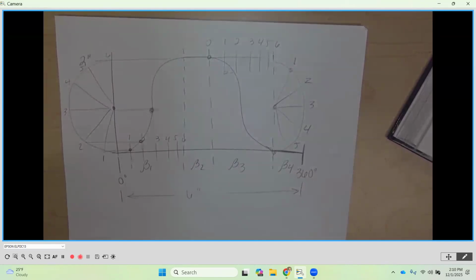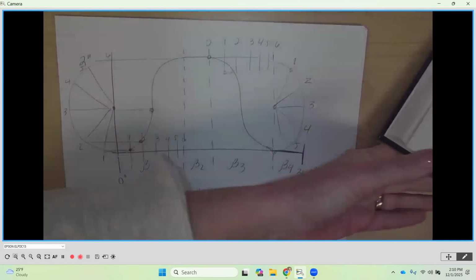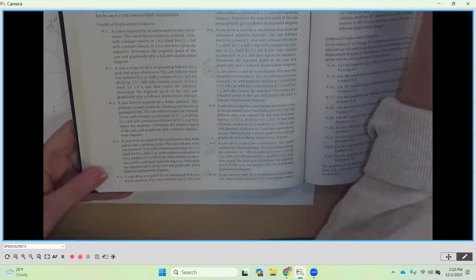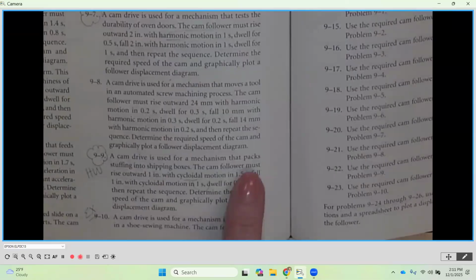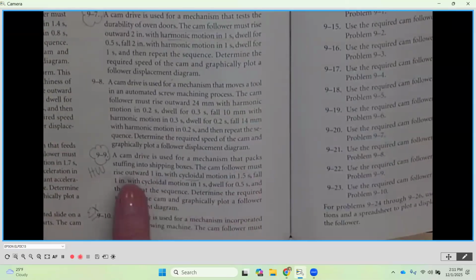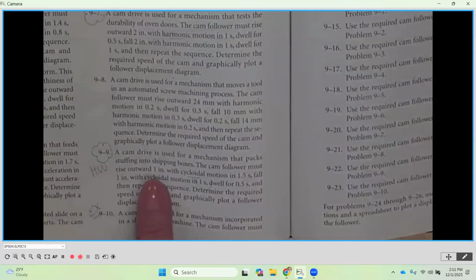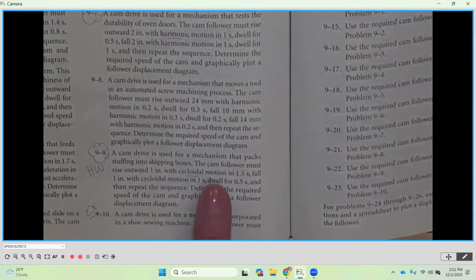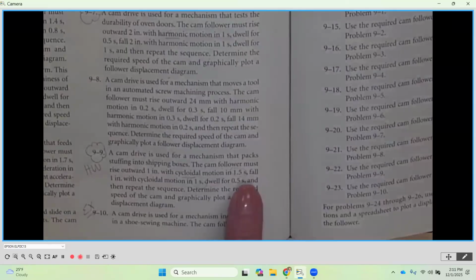That's your first problem. The second problem that you have is going to be 9, 9. Now this one is a cam drive packing stuffing into shipping boxes. The cam follower must rise upward 1 inch with cycloidal motion in 1.5 seconds. Cycloidal we already looked at. You're going to fall 1 inch with cycloidal motion in 1 second.